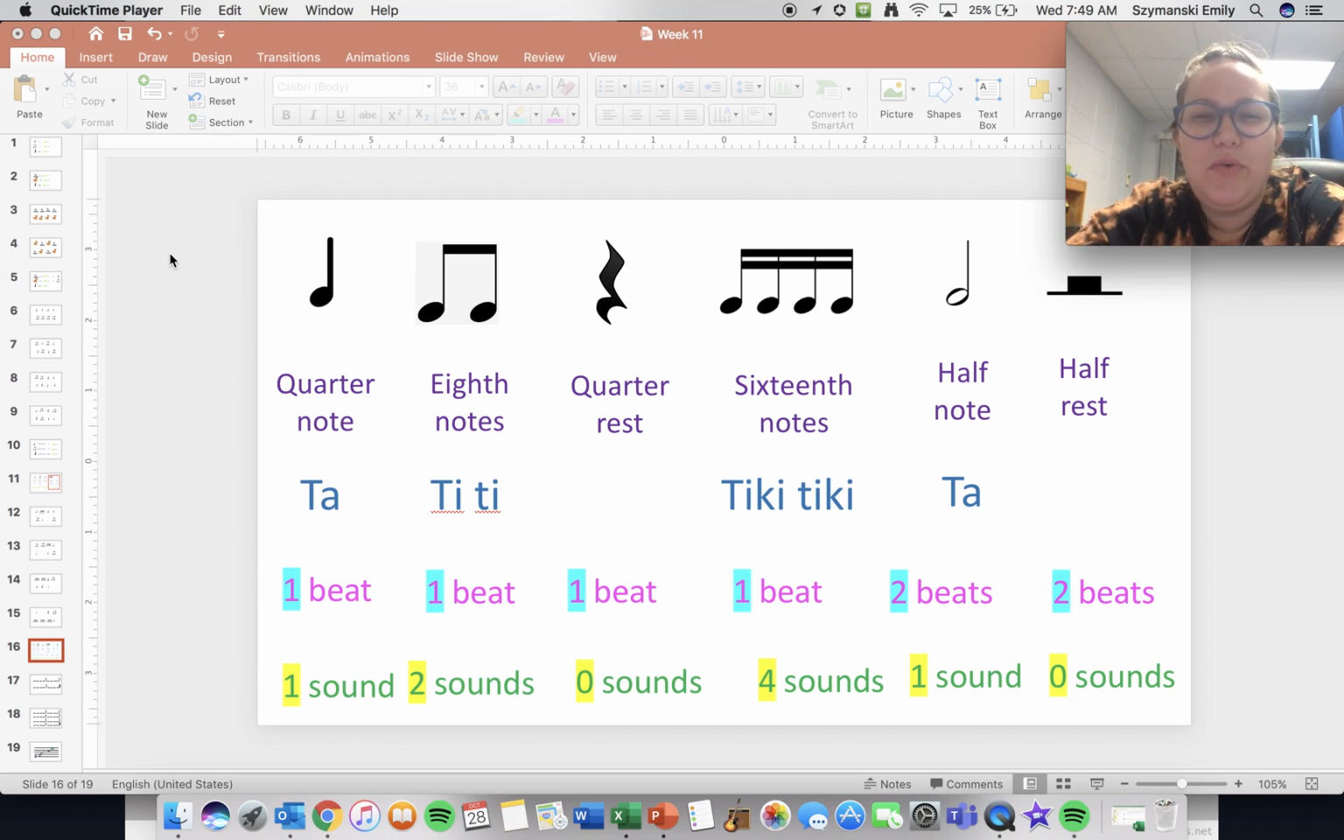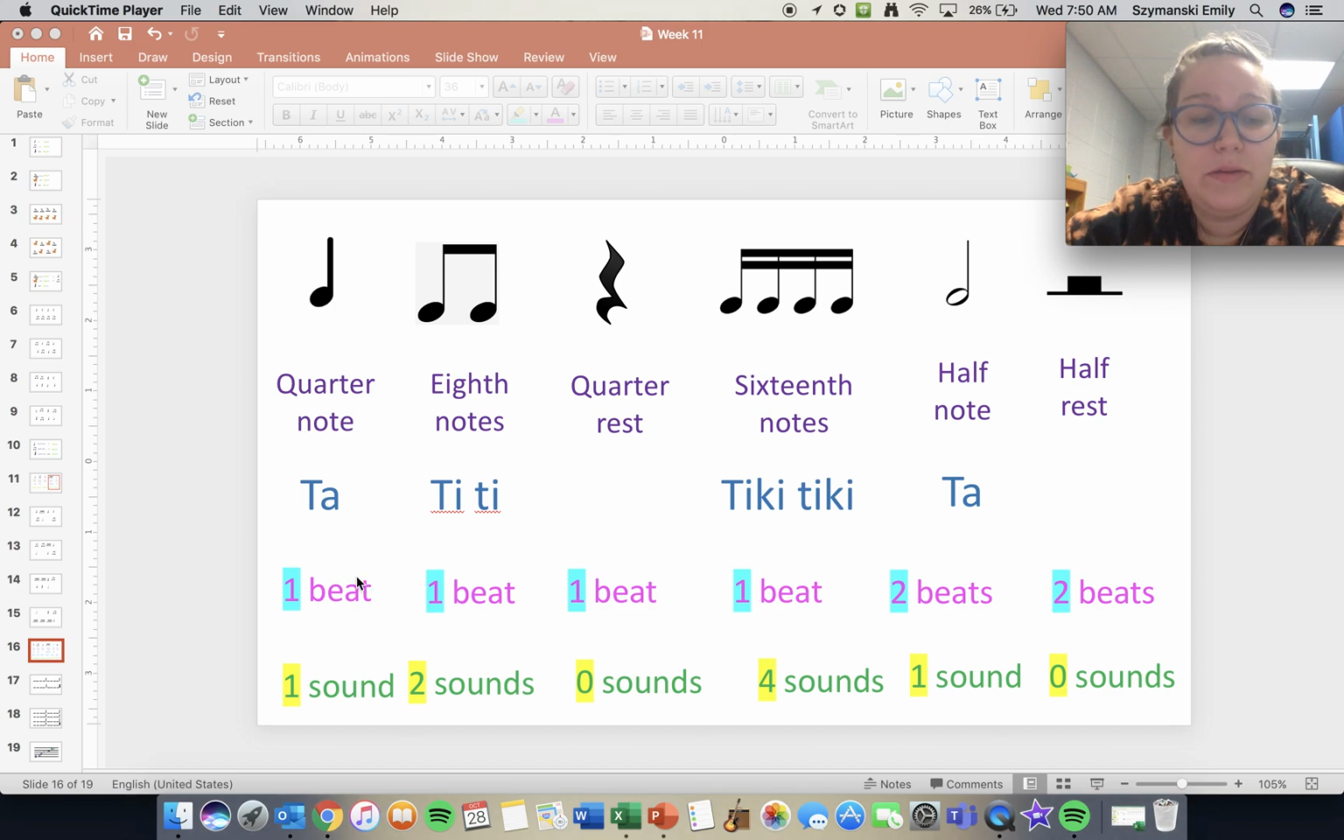Okay, friends, we're going to review some rhythms. These may not be every single one that we've talked about, but these are the ones that are going to be involved in our next project. So we've got a quarter note, colored in circle, and stem going up. We call it a ta when we read it, but its real name is a quarter note. It gets one beat and it makes one sound.